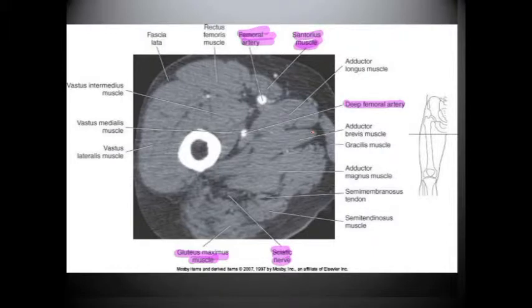So here we have a similar section of anatomy with the sartorius muscle being right above the femoral artery. Deep to the femoral artery is the deep femoral artery. Here we can see the outline of something running here, and that is the sciatic nerve. And then we have the gluteus maximus muscle.